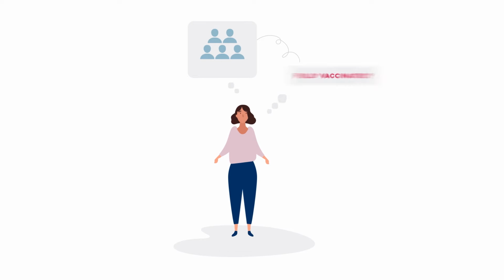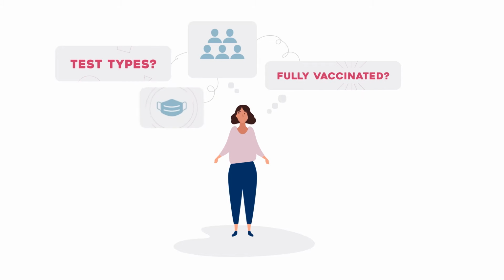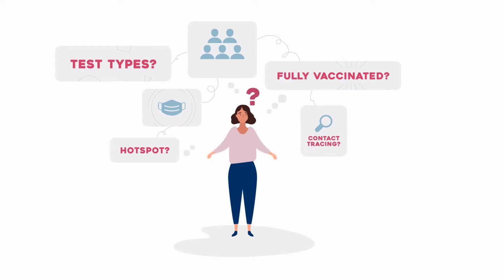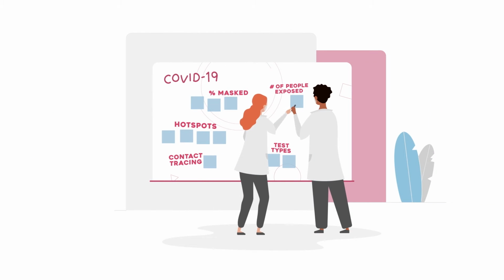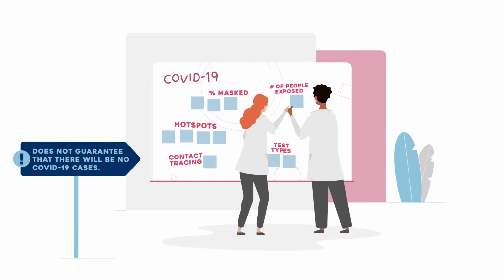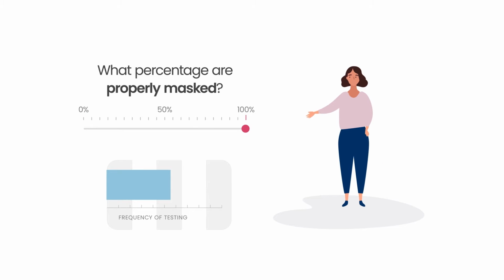Multiple mitigation strategies may be used to reduce the spread of COVID-19. Determining the best approach for your organization can be overwhelming. Welcome to the WTT Calculator for organizations, a tool designed by experts to help organizations develop a customized COVID-19 mitigation strategy. As you use the calculator, you will be asked a series of questions.